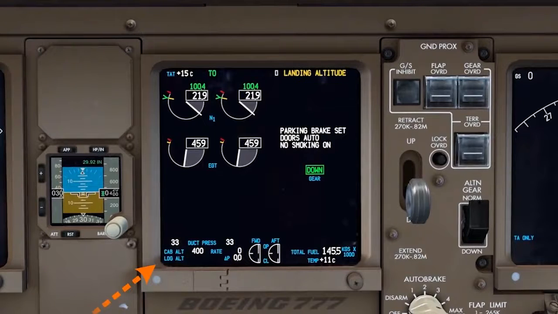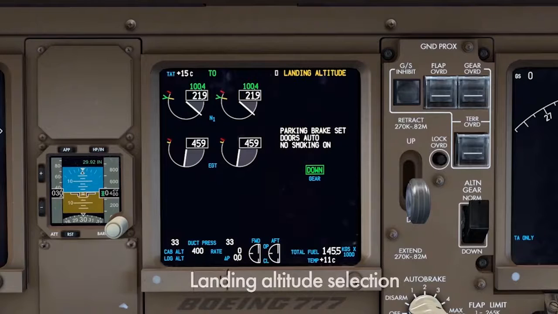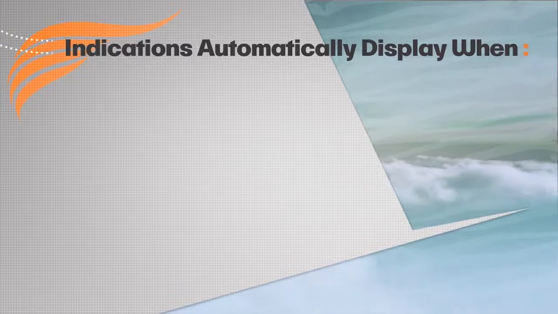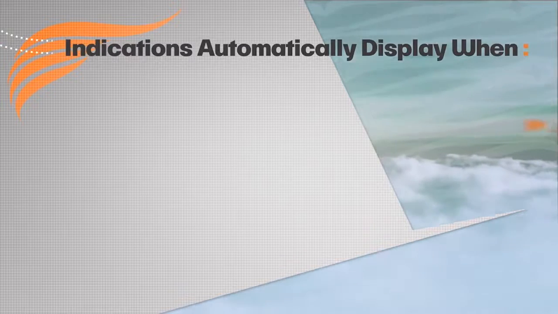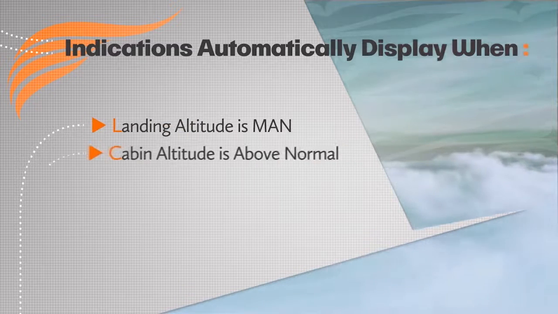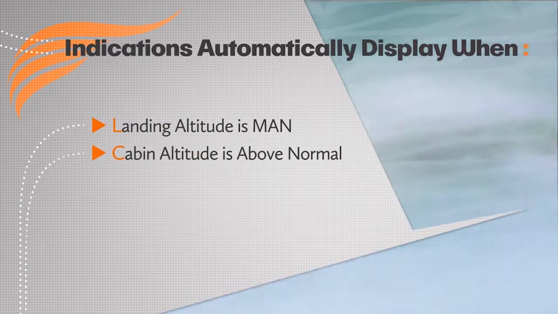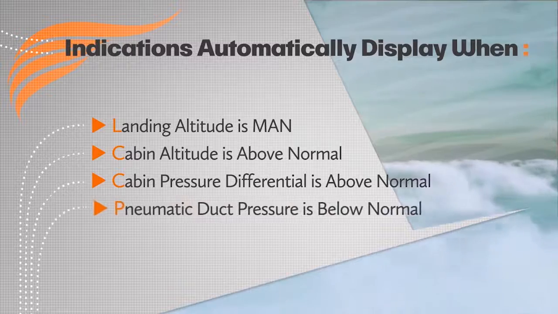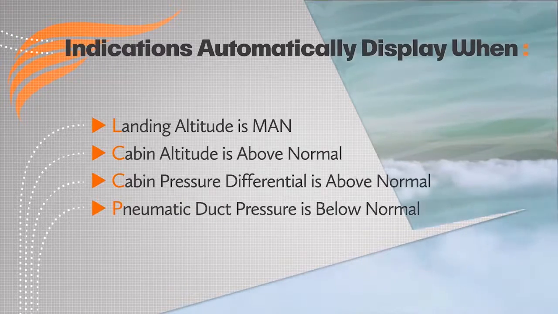Pressurization system indications include duct pressure, cabin altitude rate of change, outflow valve source of control, outflow valve position, cabin pressure differential, landing altitude selection, and landing altitude. Automatic display of the pressurization system indications occurs when either outflow valve switch is operating in manual mode, or when landing altitude is manual, cabin altitude is above a normal range, cabin pressure differential is above the normal range or is excessive, or pneumatic duct pressure is below normal range when the engine is running.